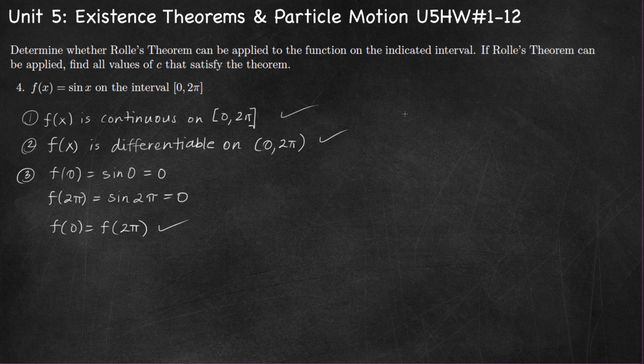So let's find that value. F prime of x equals cosine x. That was simple.